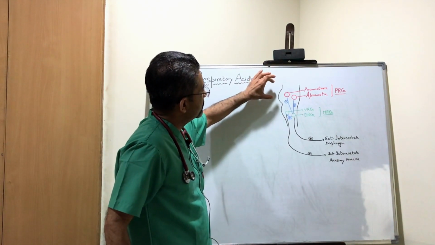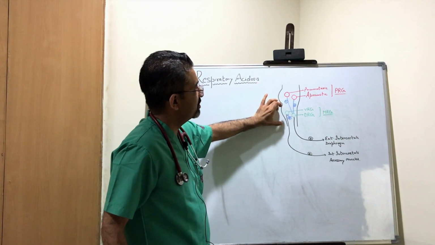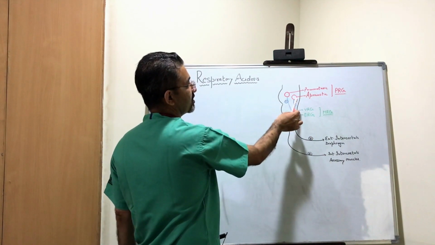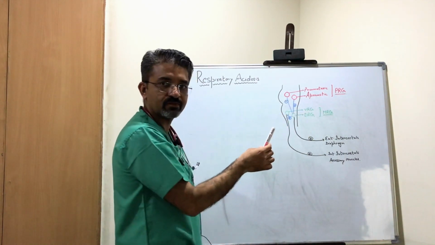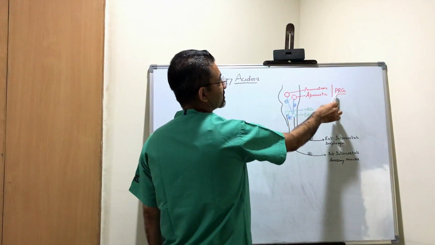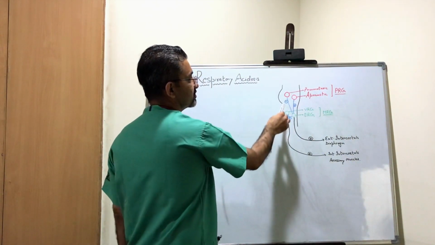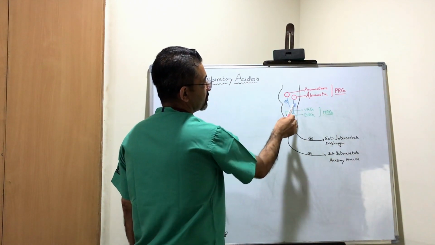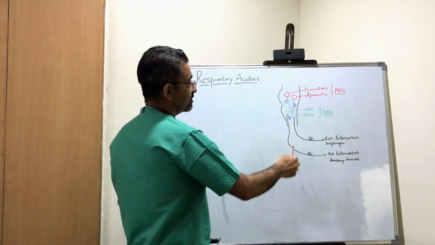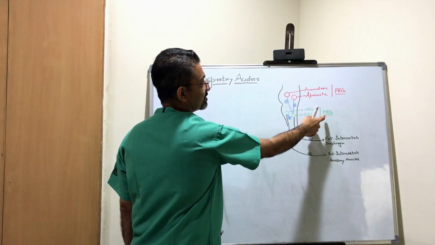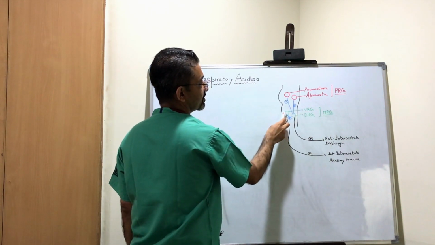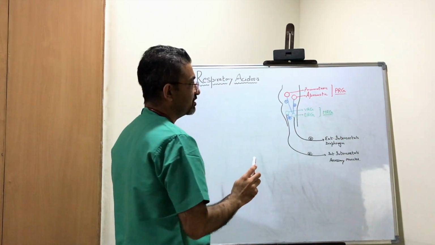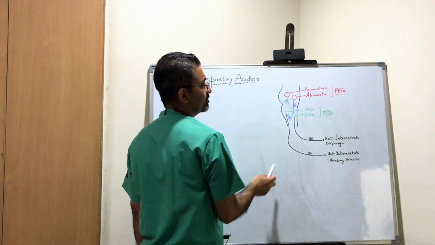See, we have pons and we have medulla. In pons we have two centers. One is known as pneumotaxic center, which is ventral, and apneustic center, which is dorsal. Both of them combined are known as pontine respiratory group. So this is ventral pneumotaxic center and dorsal apneustic center. Both of them exert influence over medullary respiratory group. Medullary respiratory group has ventral respiratory group and dorsal respiratory group, known as VRG and DRG. Combined they are known as medullary respiratory group, MRG.